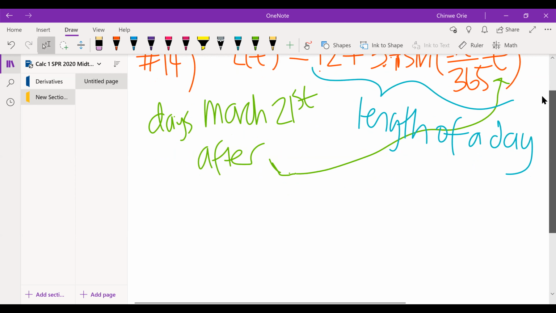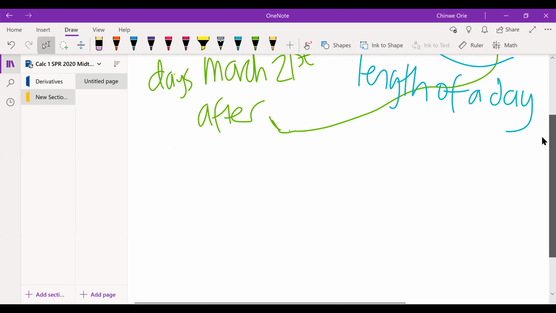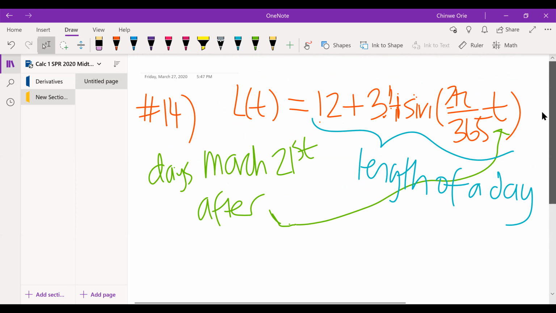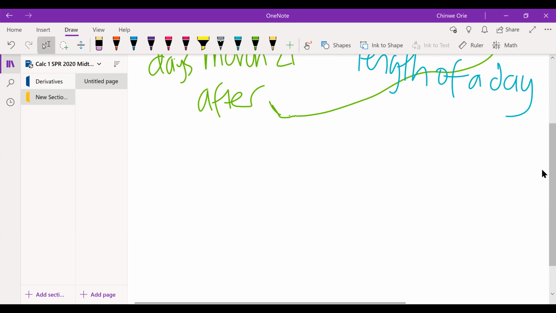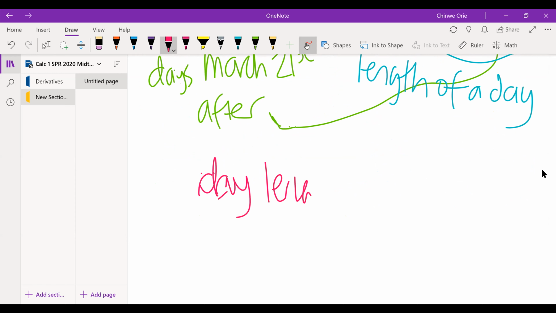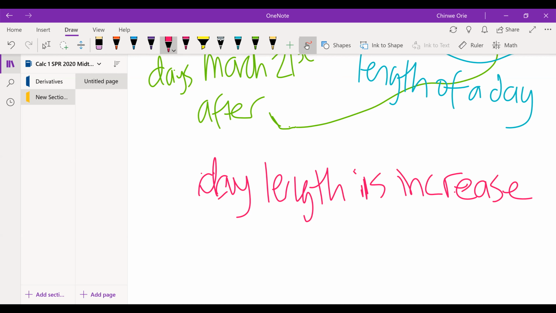So we are going to do that. But my point that I want to get across here is that we're going to be doing a derivative. The reason why we're going to be doing a derivative is because the day is increasing. Your day length is increasing, and you're trying to track that increasing.